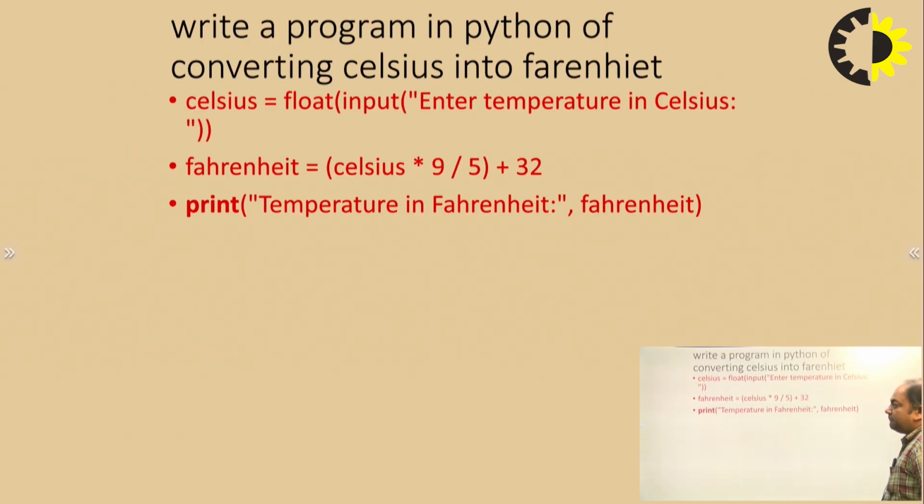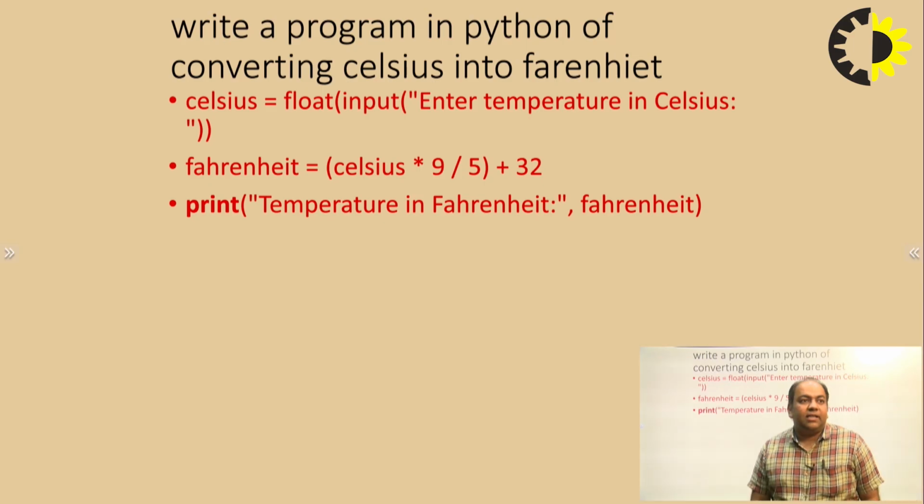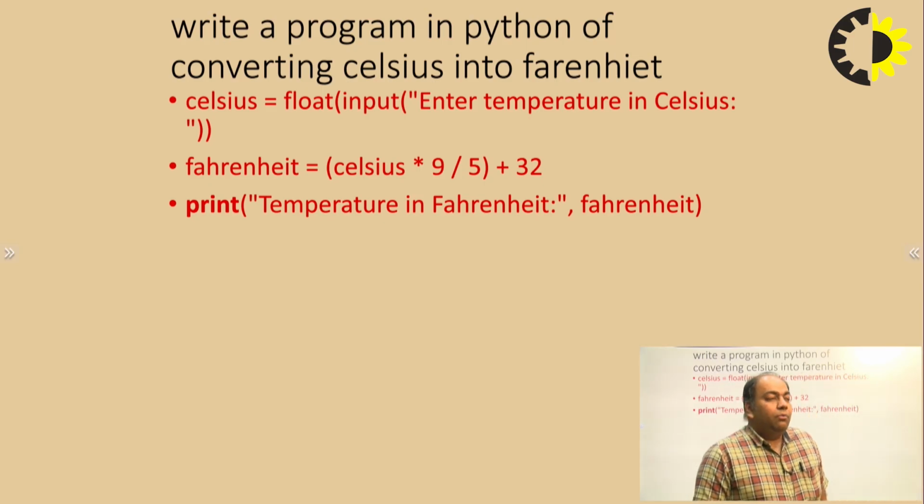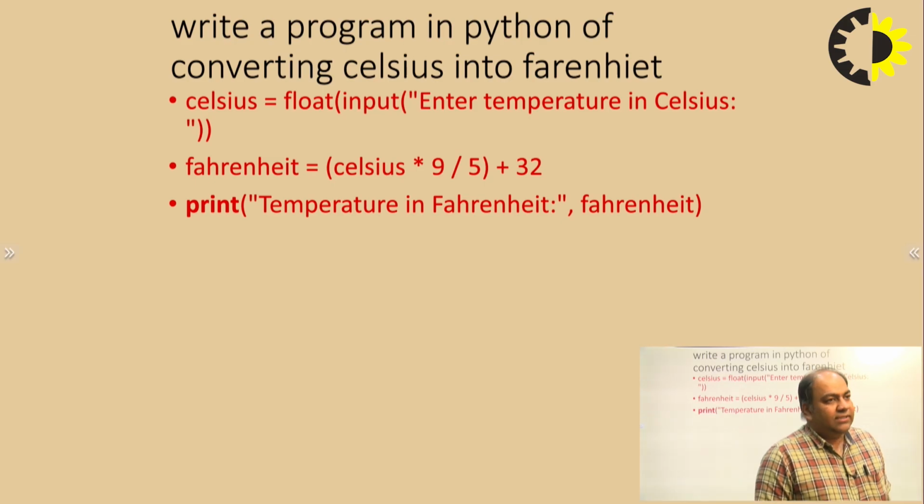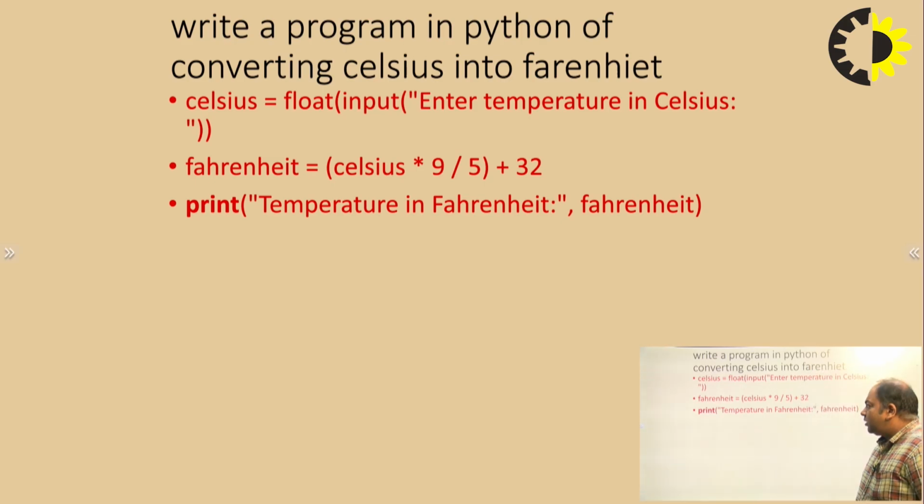Next, in the same way, we convert Celsius to Fahrenheit. We create one variable known as Celsius and give it the data type float. Then we create a Fahrenheit variable and print it.